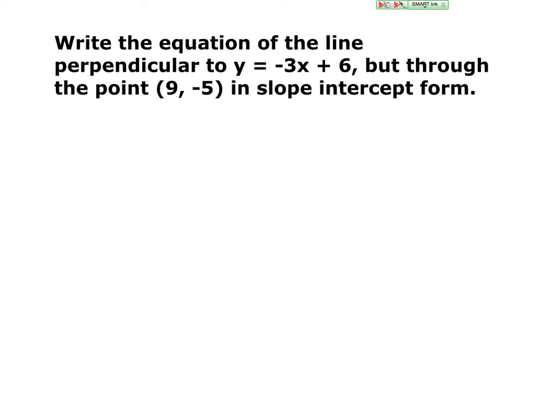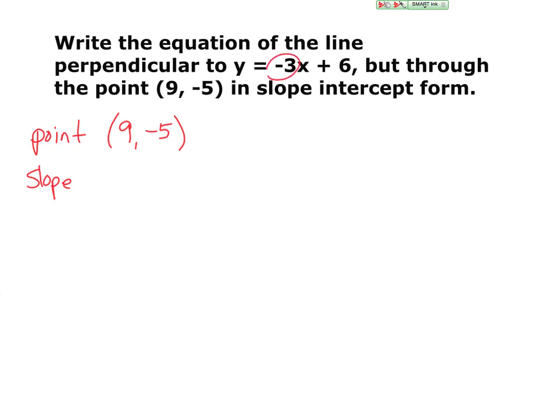What's different? Perpendicular. So what's that going to affect? The slope. That's going to affect the slope that we pick to use. So what point does it need to go through? It needs to go through (9, -5). What slope do we want it to have?